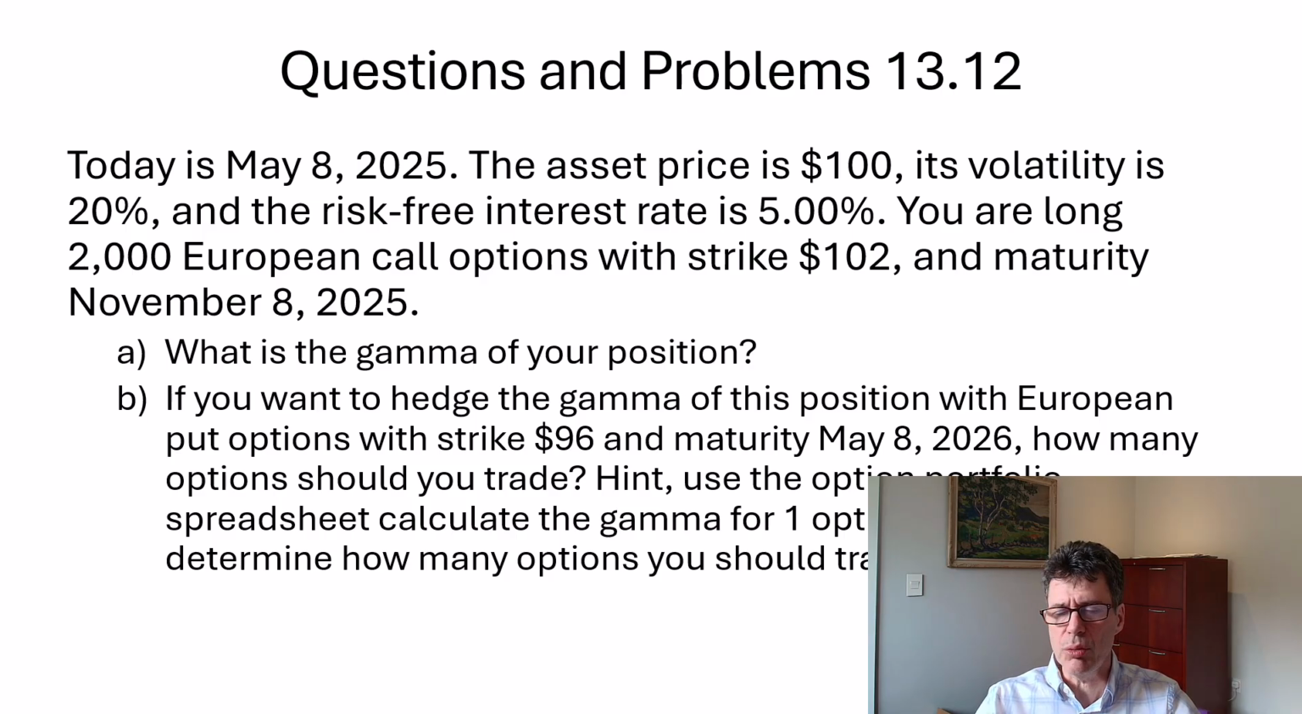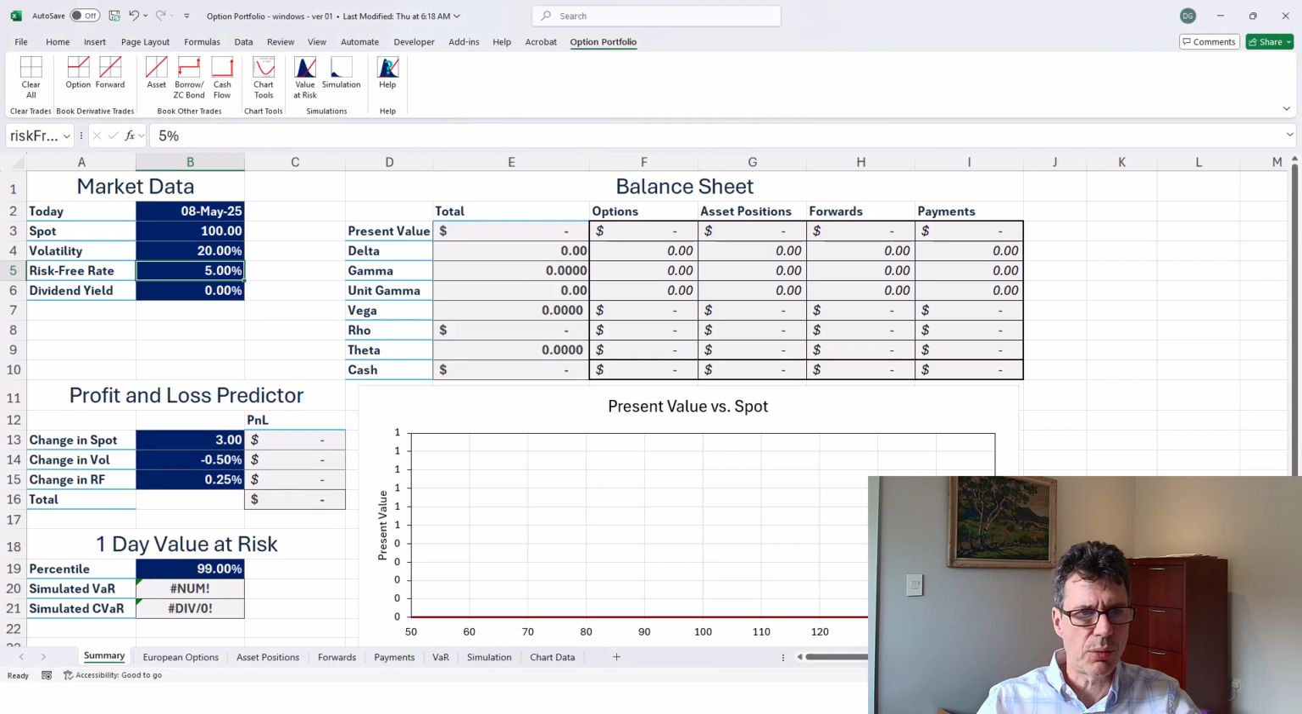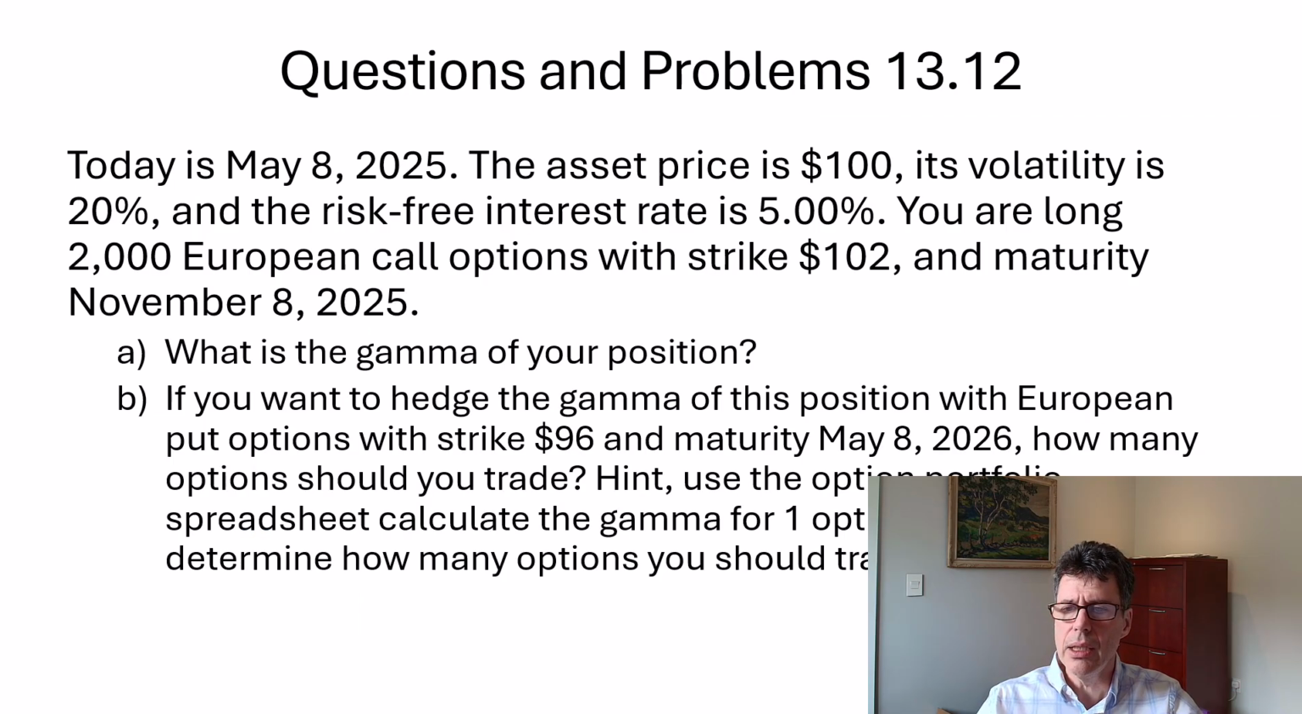The asset price is $100, its volatility is 20%, and the risk-free interest rate is 5%. So the first thing we do is make sure the market data in the problem matches that in the spreadsheet. So we switch back to the spreadsheet: May 8th, 2025, spot of 100, volatility 20%, risk-free interest rate 5%. So that all matches.